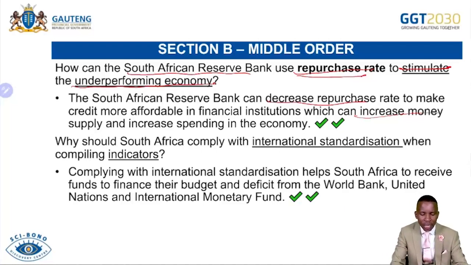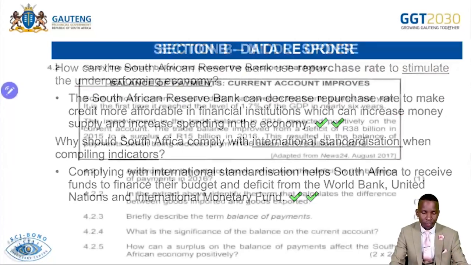Let's see. Complying with international standardization helps South Africa to receive funds to finance their budget and deficits from the World Bank, United Nations, and International Monetary Fund. As they upload or make provision of the information on indicators, it tends to be easy for these organizations to simply give them funding whenever they deserve and whenever they are in need, because they can see the performance of their economic or social variables.